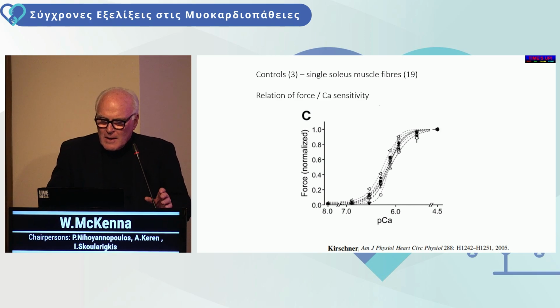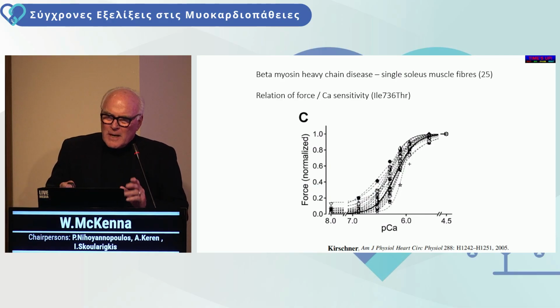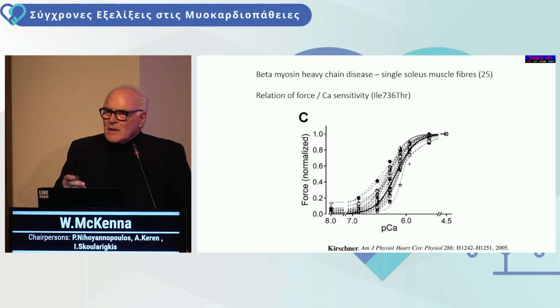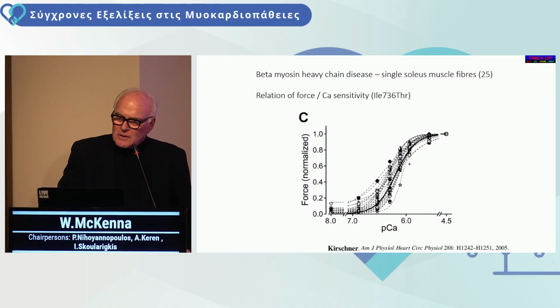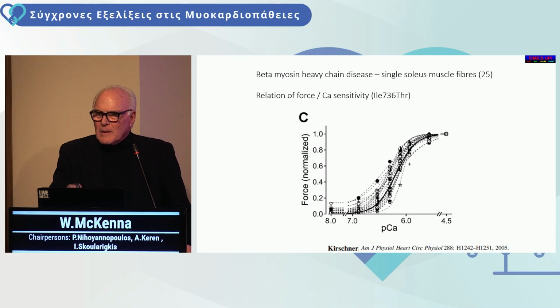sensitivity curve. They've done a number of the myosin mutations. This is the mutation that is shown here, and you'll see that these curves are shifted to the left, so there's increased sensitivity. So at calcium concentrations that normally develop this force, there's a greater force. But some of the fibers were different and actually had a reduced sensitivity.